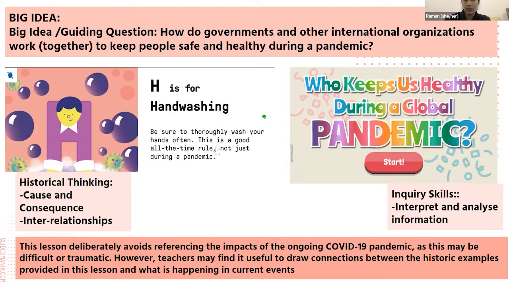And there's also further activities where there's an alphabet for the pandemic, and there's a link to that book for students to look at, but students could also create their own alphabet book connecting to vocabulary around pandemics or governments and international organizations that they could do as well.